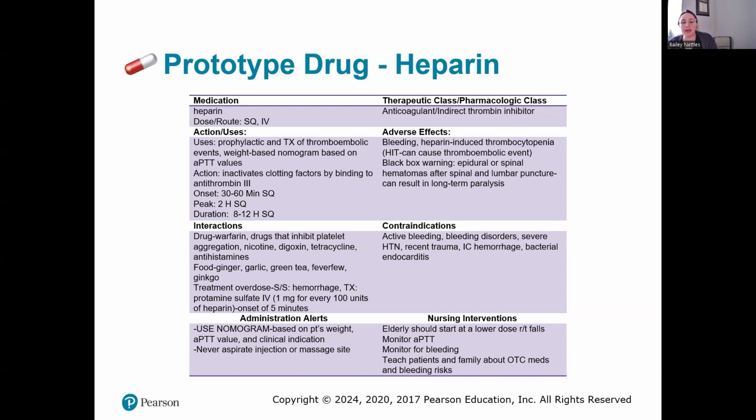Elderly patients should be started at a lower dose because they have a risk of falls. Monitor their APTT, especially if it's IV. Monitor for bleeding. Teach patients and family about over-the-counter meds and bleeding risks.